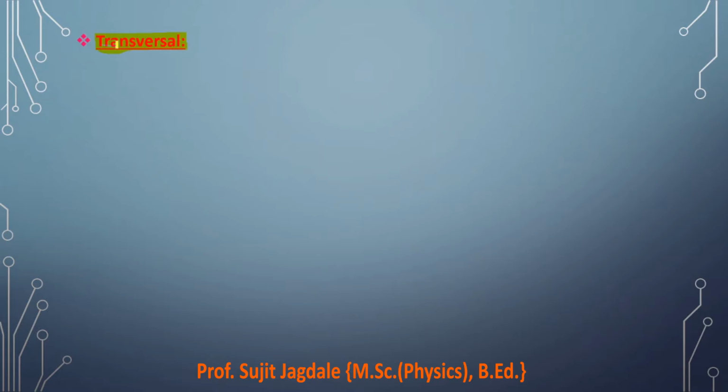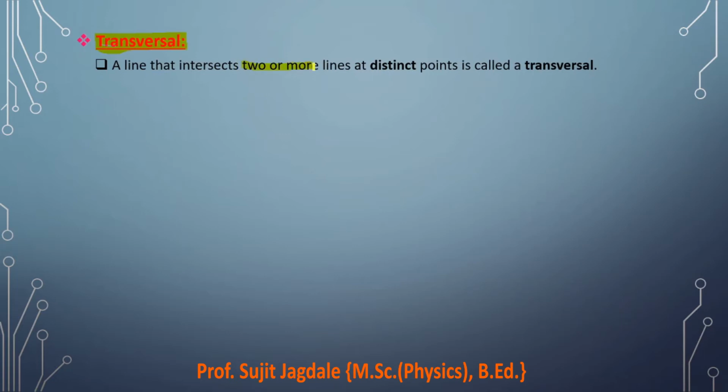Now how are we going to define the transversal? A line that intersects two or more lines. So here a minimum of 2 lines we have to consider, and more, that means you can take 3, 4, 5, no problem. So a line that intersects 2 or more lines at distinct points is called a transversal.